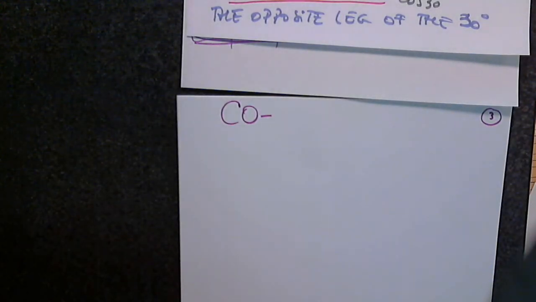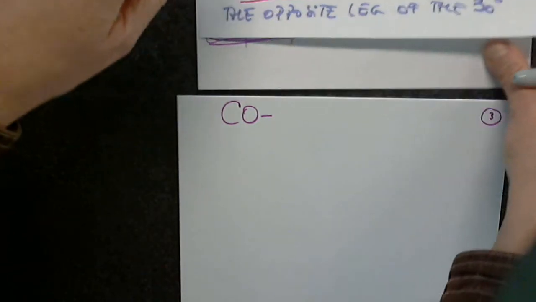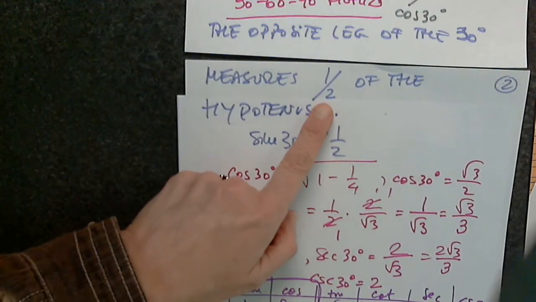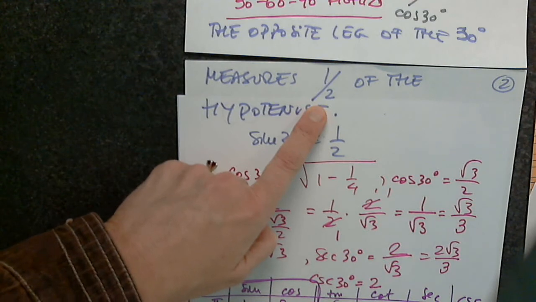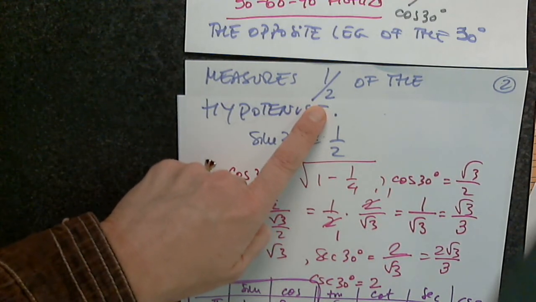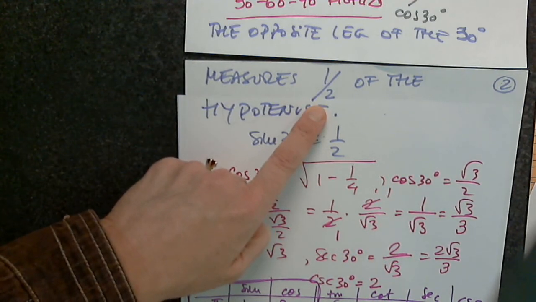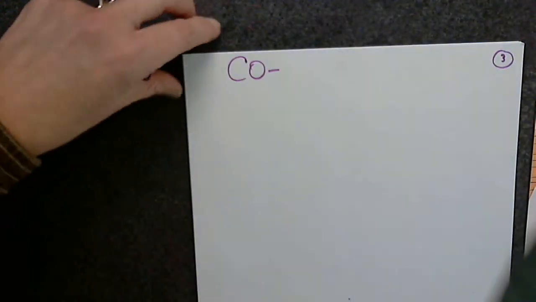The opposite leg is half the hypotenuse. So the opposite leg of the 30-degree angle measures half of the hypotenuse. In this case, since the hypotenuse is 1, then sine is 1/2. Okay? Good.